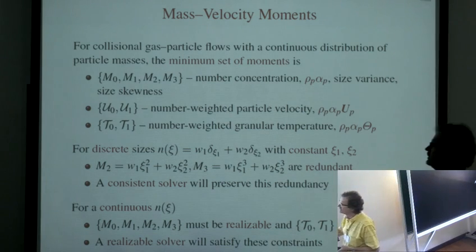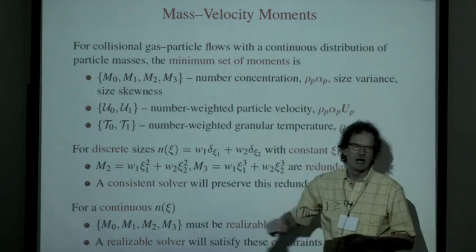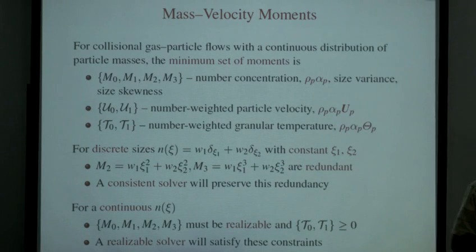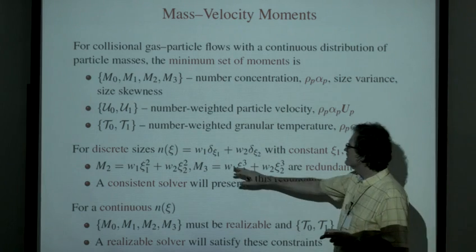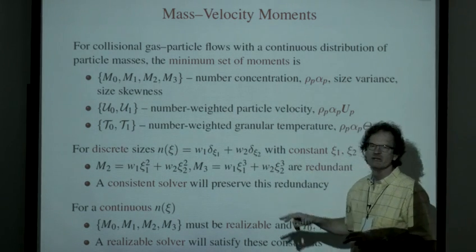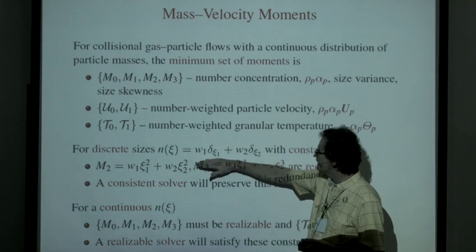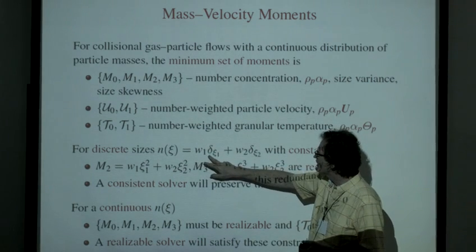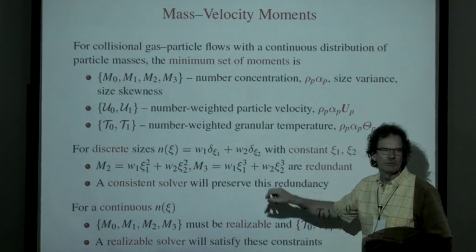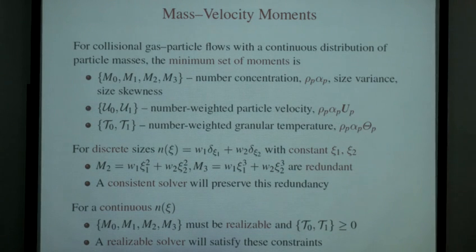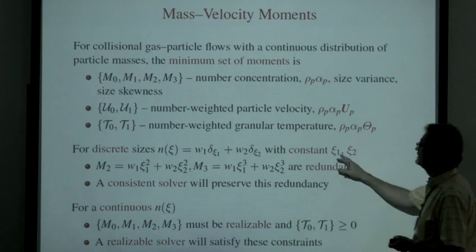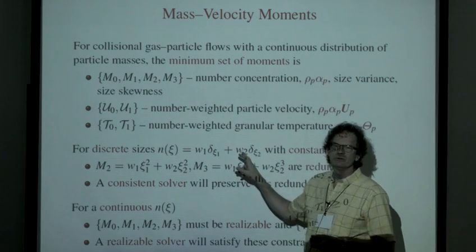The first case I call discrete sizes or binary systems. Suppose you have a system with exactly two particle sizes. These are delta functions. One size is mass 1 and the other size is mass 2, and it doesn't change. The whole system is composed of two particle types. In that limit, the distribution function is the number concentration of size 1 plus the number of size 2, multiplied by delta functions. So there are only two things you don't know, because you know the sizes: W1 and W2.